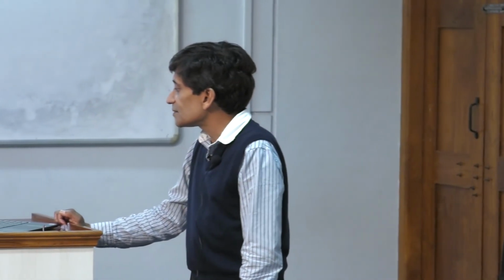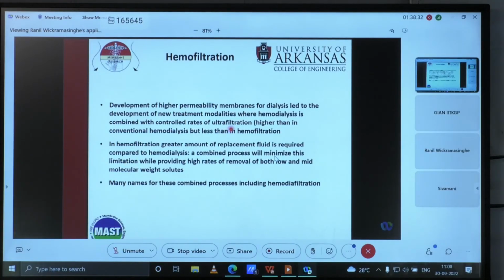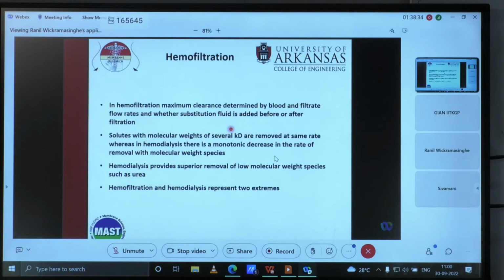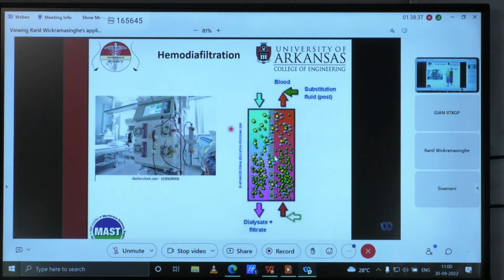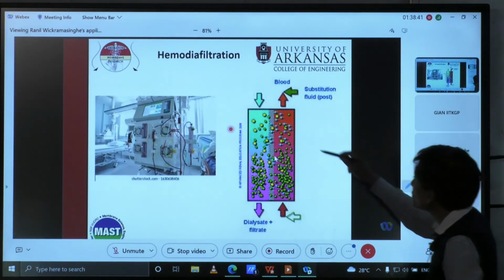And so the development of high permeable membranes for dialysis led to the development of new treatment modalities where hemodialysis is combined with control rates of ultrafiltration. This is sometimes called hemodiafiltration, and that's that module that I showed you, where you have both a dialysate and you have convective flow. So if we go back to that figure that I showed you, yeah.